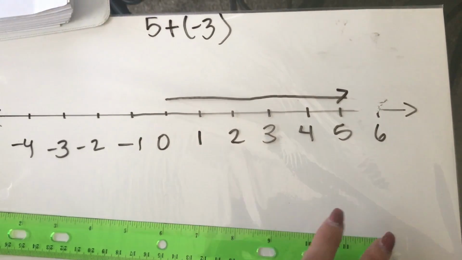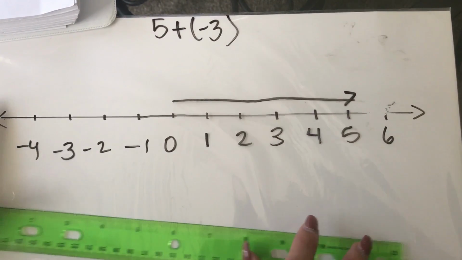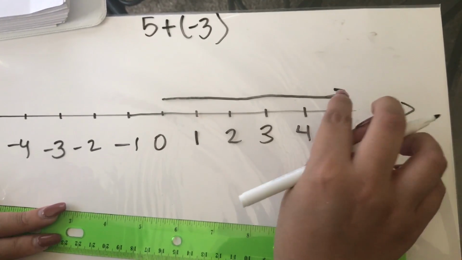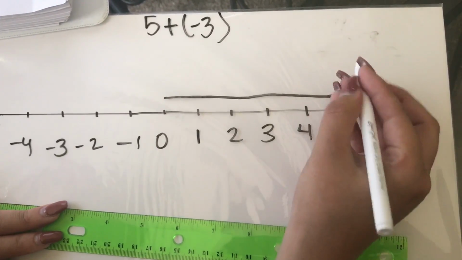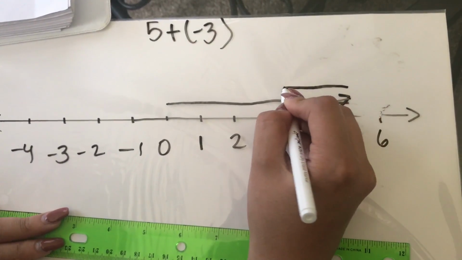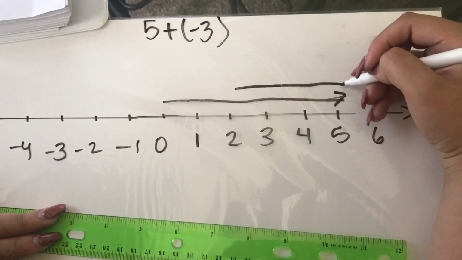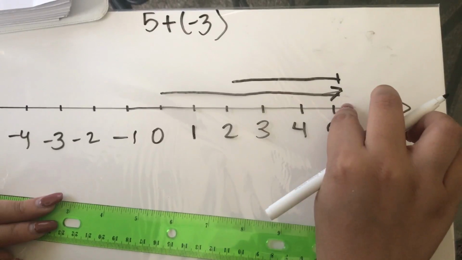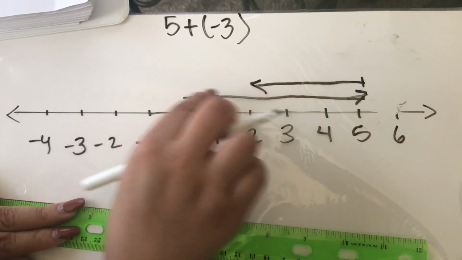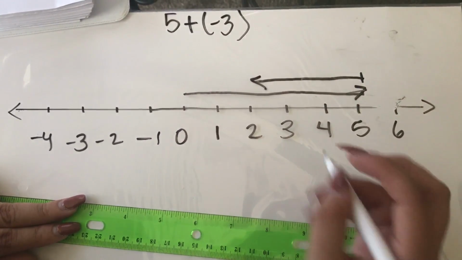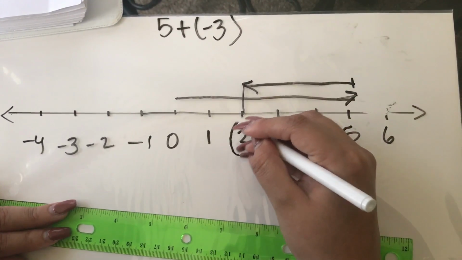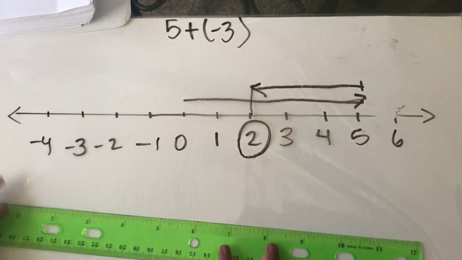And then -3: we're going to start where we made the last arrowhead and go 3 spaces backwards. So 1, 2, 3. We're going to make the tail where the head from the last one is, and make the head from this one going to the left since it's a negative number. And then where they both meet, which is right here, this is the answer, +2.